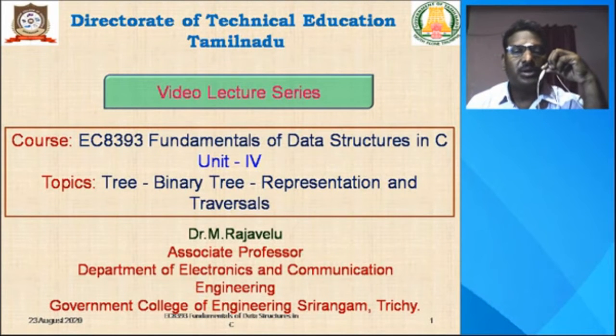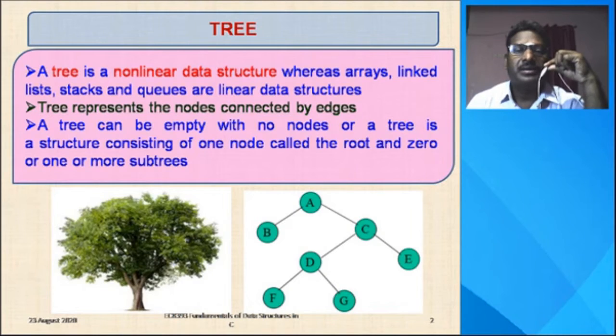I welcome you all to this video lecture on tree, binary tree, its representation and traversal techniques. First, let us see what is a tree. A tree is a nonlinear data structure, whereas arrays, linked lists, stacks, and queues are linear data structures. A tree represents nodes connected by edges, as you can see here.